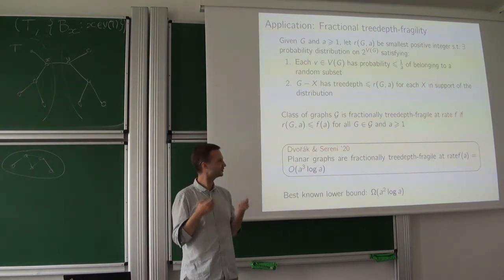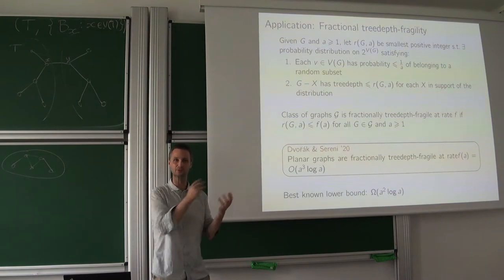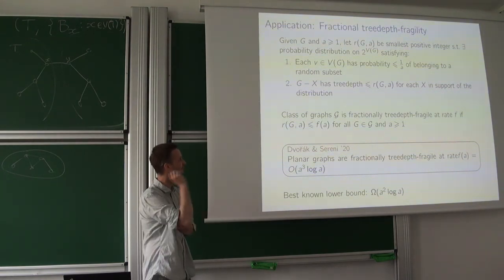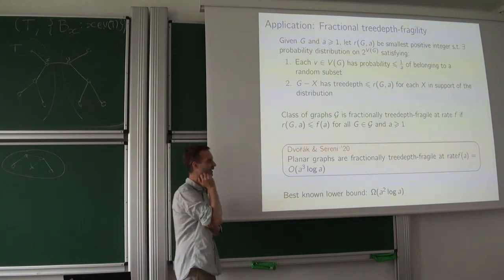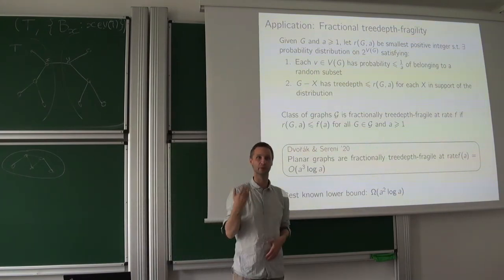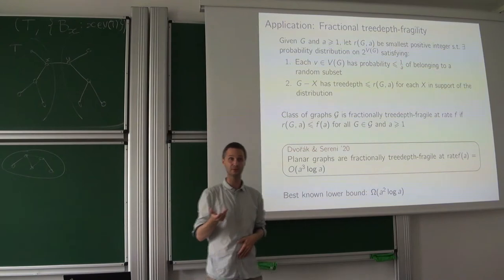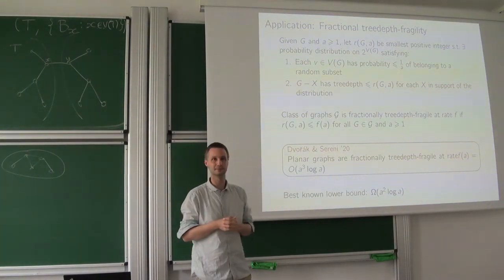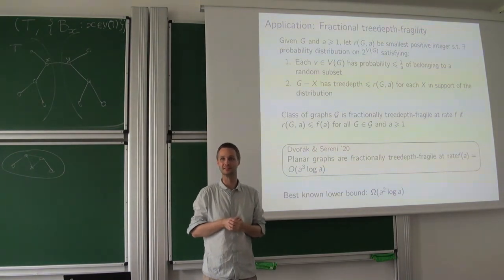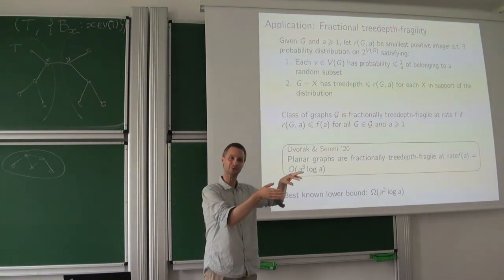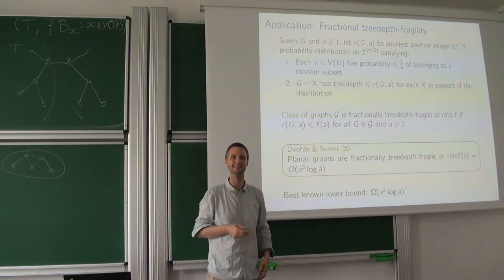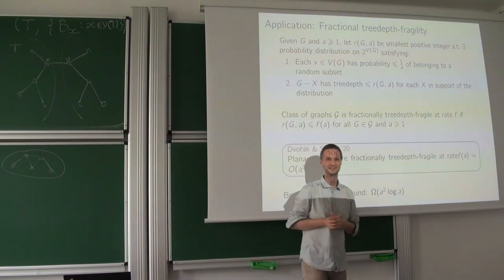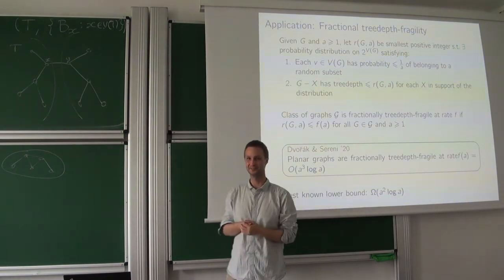So, okay, how to get intuition about this? We are going to do an exercise about it. So hopefully after the exercise you will have more intuition. But the idea is to relax what it means to have bounded tree depth. If you have a graph of bounded tree depth, then this is quite easy because you can just assign all the mass of probability to the empty set, and then you have an absolute bound on the tree depth of your graph.